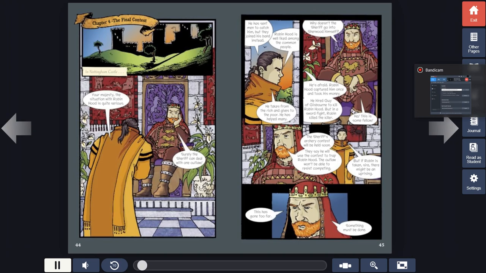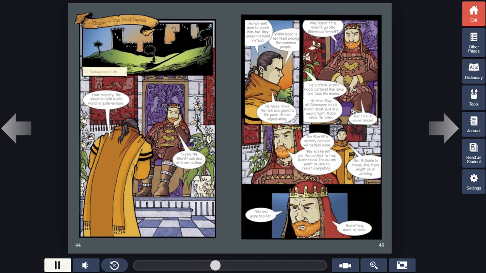Chapter 4. The Final Contest. In Nottingham Castle. Your Majesty, the situation with Robin Hood is quite serious. Surely the sheriff can deal with one outlaw. He has sent his men to catch him, but they joined his band instead. Robin Hood is well liked among the common people. He takes from the rich and gives to the poor.